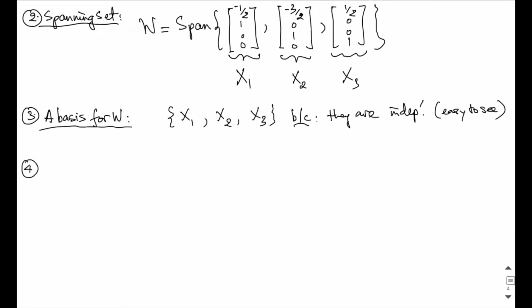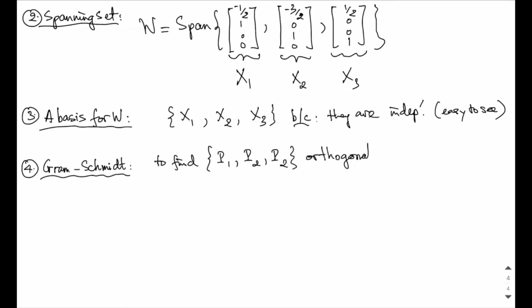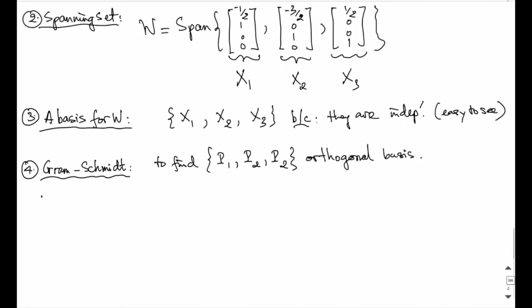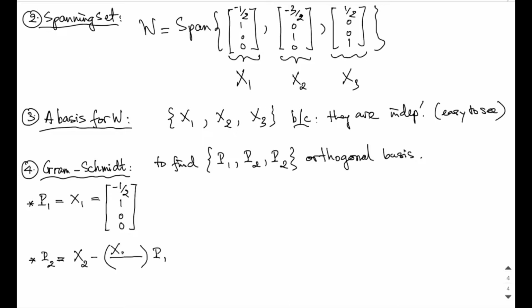So the next step, we are going to use the Gram-Schmidt process to find the orthogonal basis. And we usually use the letter P, because P stands for perpendicular. According to the formula in the Schmidt process, P1 is naturally just set to be X1. Now we have to compute P2. So P2 is going to be X2 minus a scalar times P1. And that scalar is computed by dotting X2 with P1 over P1 dot itself.